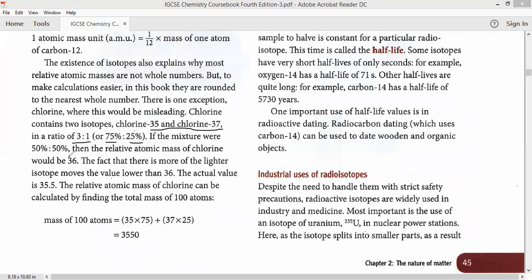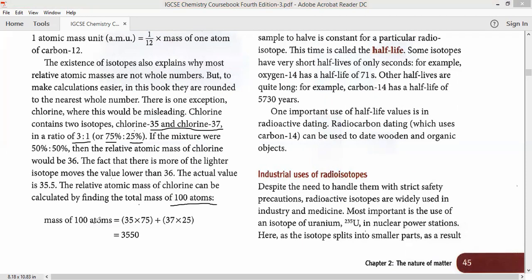If the mixture were 50-50, we might have taken the mass as 36, something right in between 35 and 37. But it's not 50-50. It's 75-25. So we need to come up with a way. What's the way? To start with, we assume that we're going to find the total mass of 100 atoms. Keeping it 100 is going to make the calculations easy. You can pick a different number, but 100 keeps the whole calculation easy.